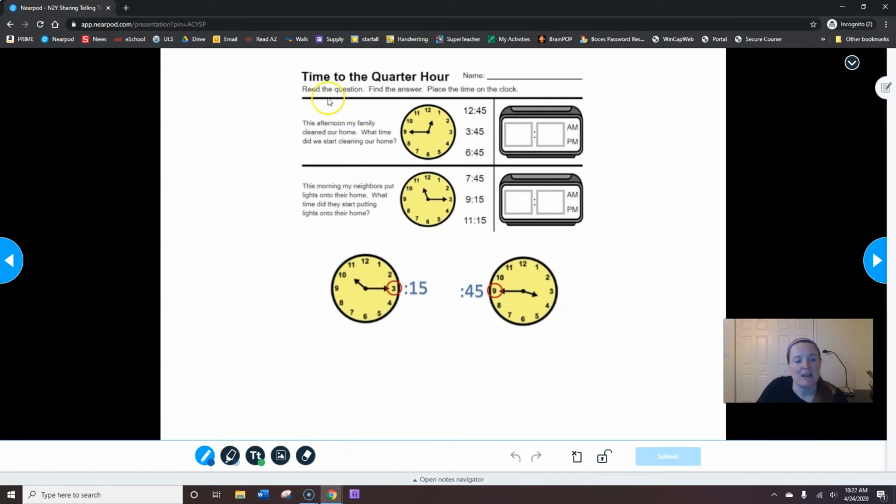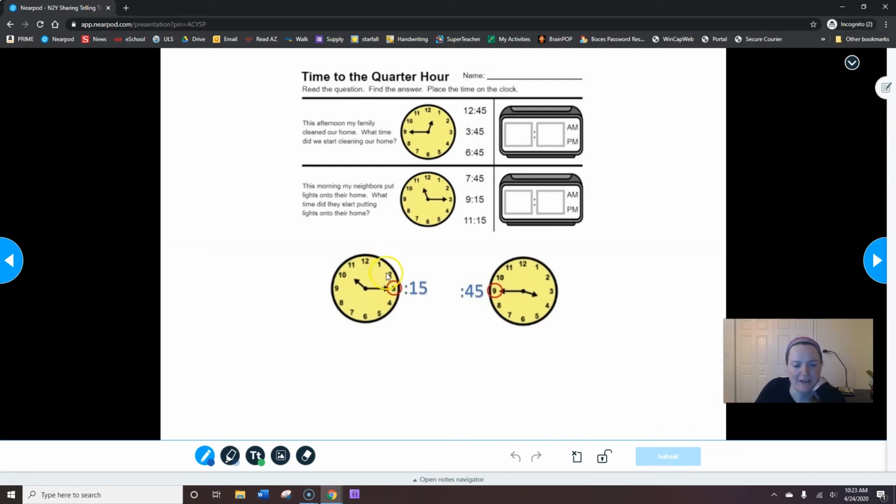Okay. This afternoon, my family cleaned our home. Oh, sorry. We're doing to the quarter hour on this page. We already did to the 12, and we already did to the 6. So all of our answers are going to be either pointed with the big hand at the 3 or with the big hand at the 9. So if the big hand's pointed at the 3, it's going to be something 15. And the reason why is when we count by 5s, 5, 10, 15, and stop at 3, we get to 15. Can you do it with me?